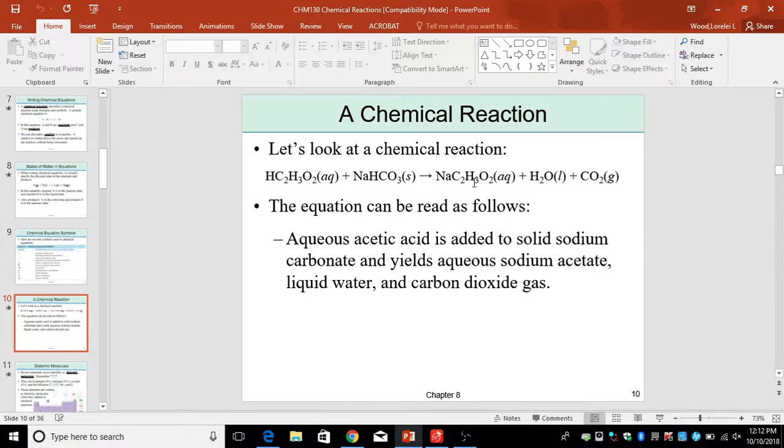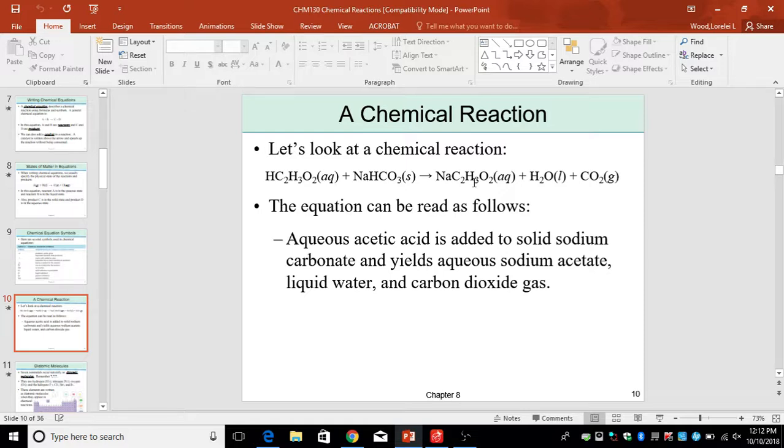All right, so if you look at this reaction, now at this point you guys have enough information in your brains and with nomenclature that you can say, all right, HC2H3O2 is an acid for sure, and it's acetic acid. So you want to say aqueous acetic acid. So you kind of have to look at the whole thing before you start speaking. You say aqueous acetic acid is added to, that's the plus, solid sodium carbonate. And you see the solid is in there. Sodium carbonate is just baking soda.